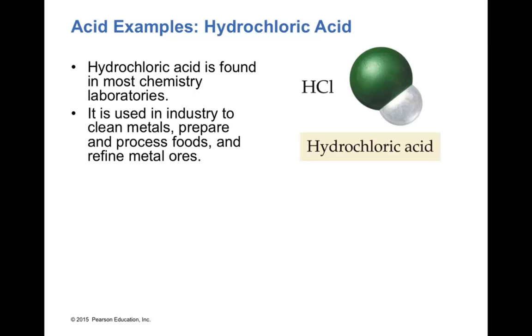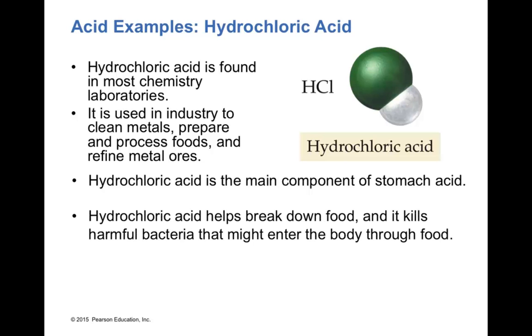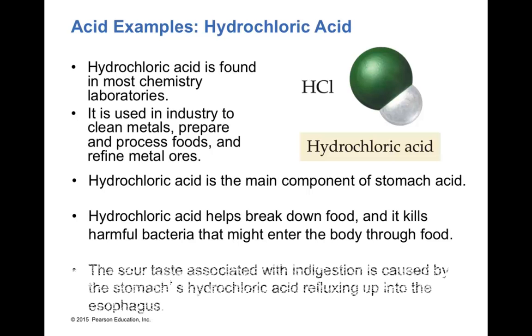It is used in industry to clean metals, prepare and process foods, and refine metal ores. Hydrochloric acid is the main component of stomach acid. Also, this acid helps break down food, and it kills harmful bacteria that might enter the body through the food. The sour taste associated with indigestion is caused by the stomach's hydrochloric acid refluxing up into the esophagus.